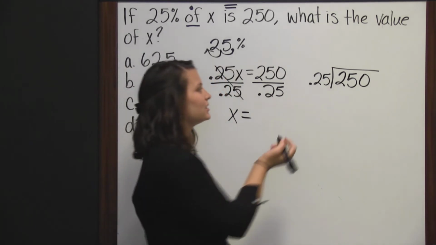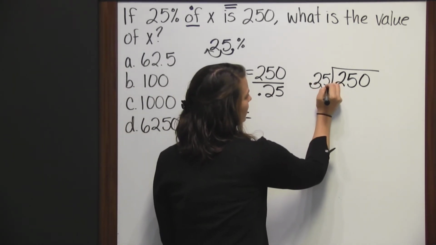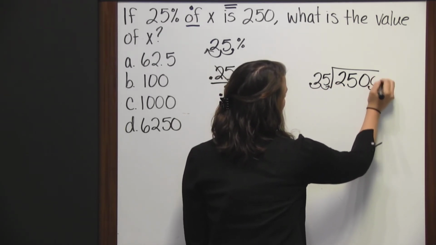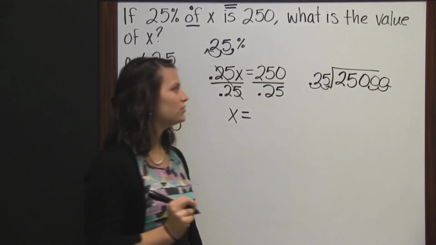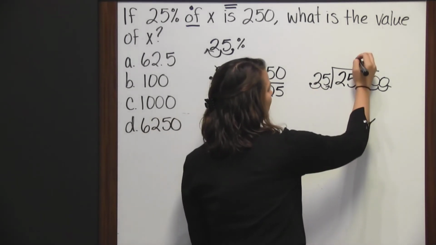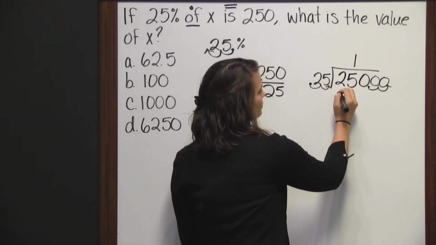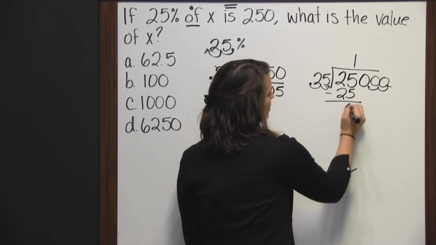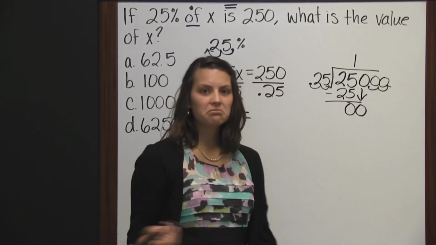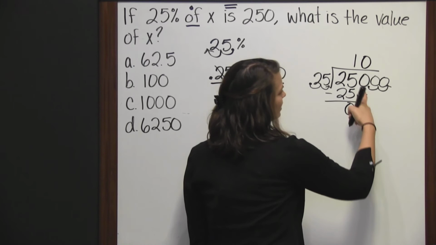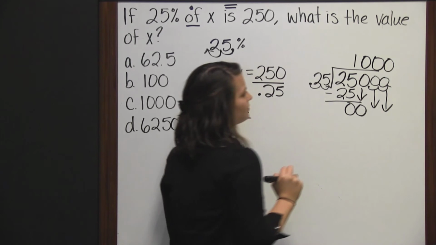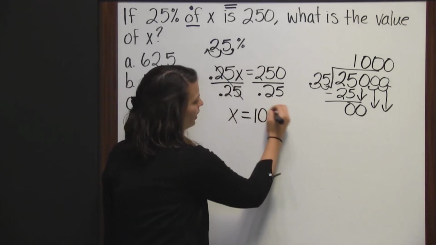We can't divide by a decimal, so we need to move the decimal 2 places to the right, which means we do the same with our number under our division sign. So we have to add 2 zeros to it. And now we can divide. 25 goes into 25 one time. 25 times 1 is 25, and we subtract and get 0. We bring down a 0, and 25 goes into 0 times. And that's going to keep happening for each one of these zeros. We're going to keep bringing down zeros, and we're going to keep getting zeros. So we end up with x is 1,000.